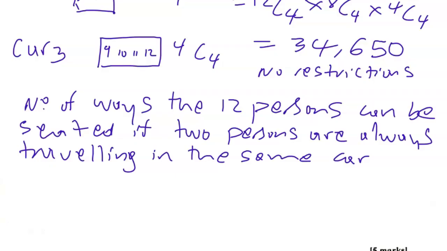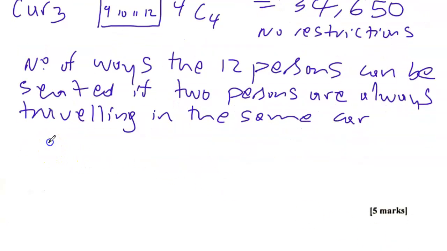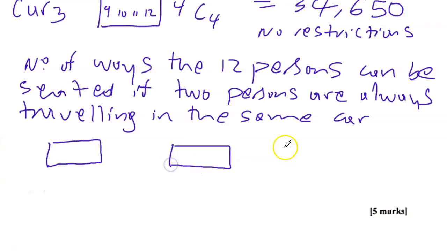Now, let's do a diagram to represent this situation. So remember, we have 3 cars and 12 persons. If 2 persons always want to be traveling in the same car, let's say this is the first car. Let's say 2 persons definitely want to travel in the first car. So there are 2 persons seated here, and you're only selecting 2 from 10 for the first car, because after 12, 2 is already fixed there. So you're choosing 2 from 10.